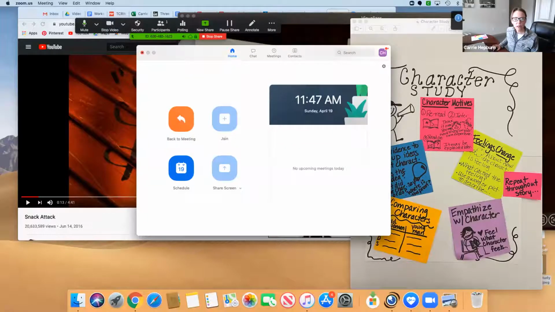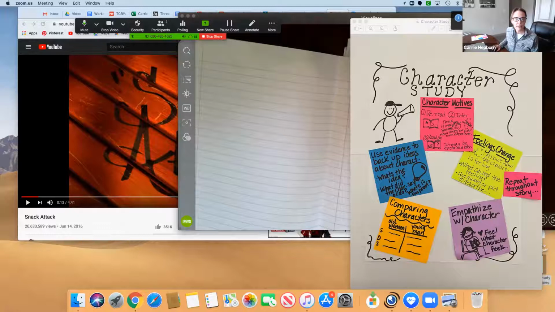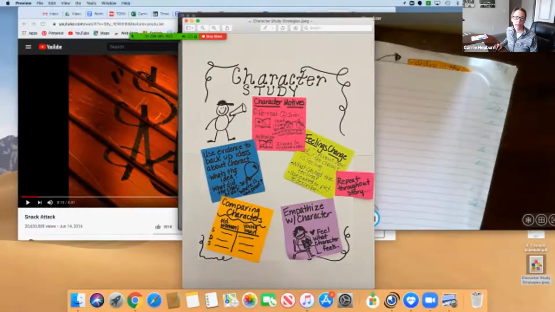And so we're going to practice that today. I want to show you this because this was mind-blowing to me. I'm going to share my screen with you, and we're going to look at this strategy anchor chart that we've been doing all year.